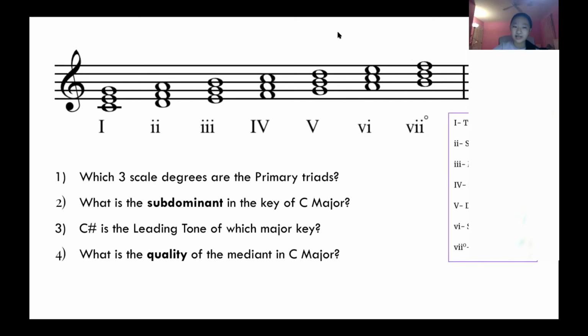Okay, last question. What is the quality of the mediant in C major if you build a triad on it? Major? Close. Let's look and see if this is capitalized or not. If it's capitalized, it means it's major. If it's not, it means it's minor. So what does this look like to you? Minor? Very good. If we look at E, G, and B, that would be a minor triad. Good job.